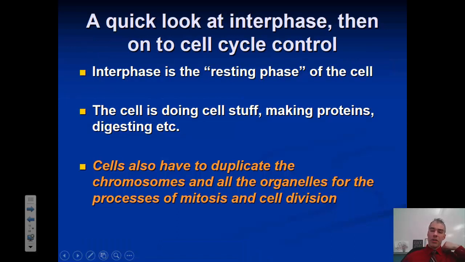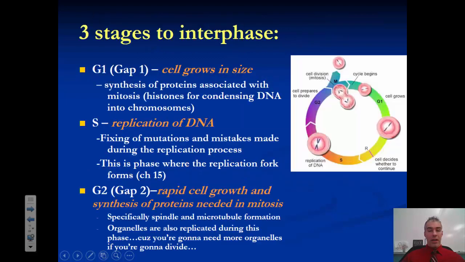Okay, so let's look at interphase, and then we're going to talk about how the cell actually controls this cycle, controls the process of mitosis in interphase. So interphase, as I said, is the resting phase. The cell is just doing its thing. It's making protein, it's digesting, it's living. Eventually, the cells will also have to do the things that are necessary to go into the mitotic process, which is duplicate chromosomes, duplicate organelles, grow a little bit. And we'll talk about each individual phase right now.